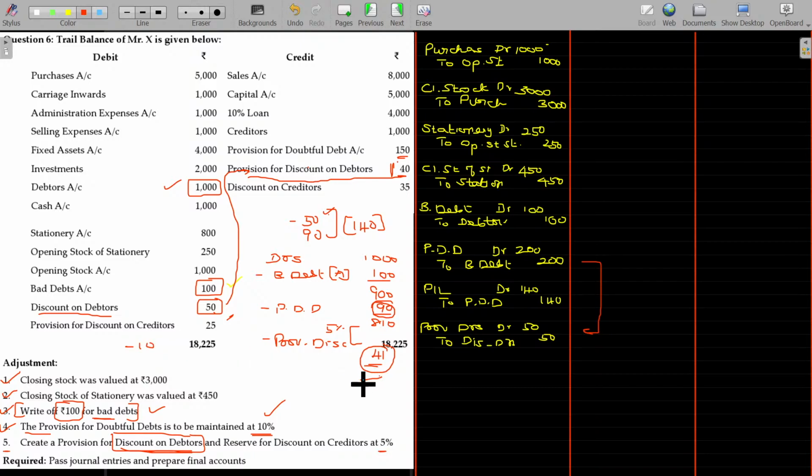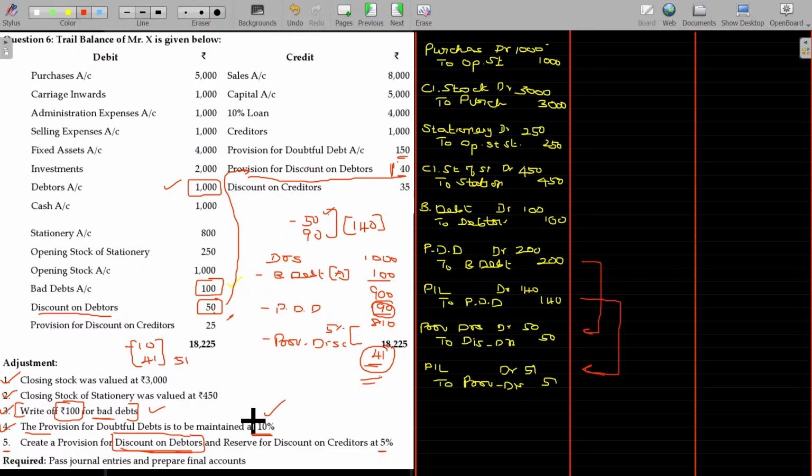How much we need to create for the next year? Another 41. So, how much we need to debit the P&L account to create the required PDD for the next year? Provision for discount on debtors 51 rupees. I now pass the entry for the provision for discount on debtors to be created for the requirement of the next year. P&L account debit to provision for discount, the value being 51 rupees. This entry is similar to what? The creation of PDD, like both are same.